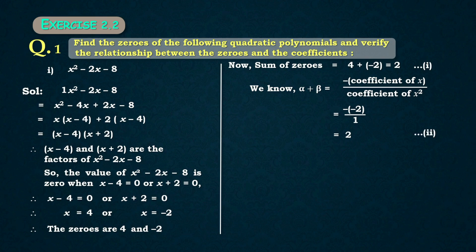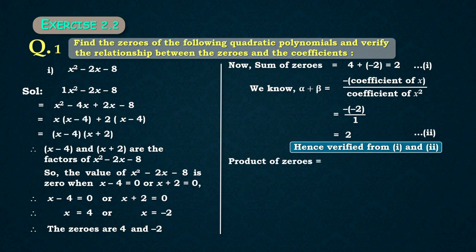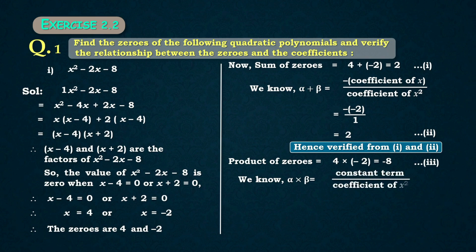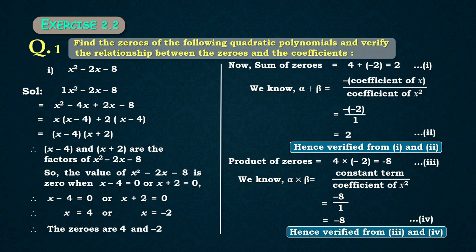Product of the zeros. The product of the zeros is 4 multiplied by minus 2, which is minus 8. Now, using the formula, the product of the zeros is equal to the constant term divided by the coefficient of x square. Here, the constant term is minus 8 and the coefficient of x square is 1. So, minus 8 divided by 1 gives minus 8. Both values are equal. Hence, the product of the zeros is also verified.